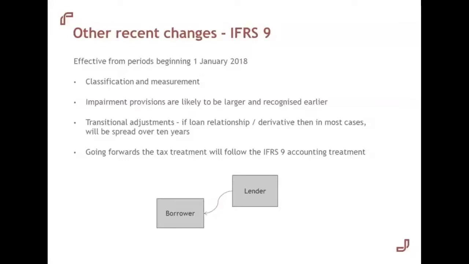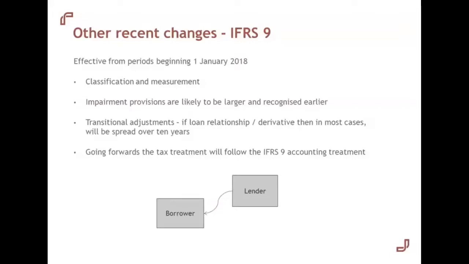Tax advice will likely be required to determine which financial instruments fall within the loan relationship and derivative contract transitional rules. However, in most cases, the transitional debit or credit concerned is spread over 10 years, so a more straightforward calculation than the IFRS 16 one we just ran through. So the entity will effectively take 10% of the transition adjustment into account starting from the year that the adjustment occurs. From a deferred tax perspective, depending on whether the transitional adjustment is a debit or a credit on the balance sheet, it will represent a deferred tax liability or potential deferred tax asset.